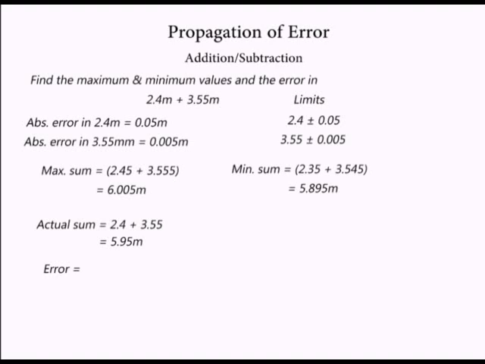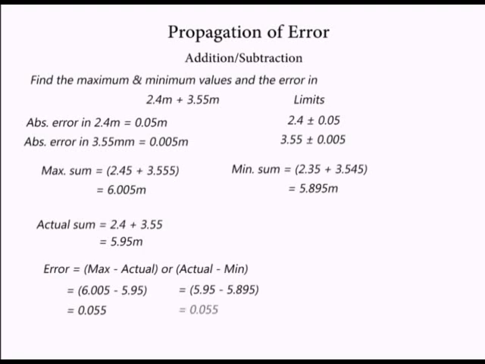Now the error is calculated either by maximum minus the actual measurement or actual measurement minus the minimum. If you do both, maximum minus actual will give us 6.005 minus 5.95 is equal to 0.055. And again, actual minus minimum will be 5.95 minus 5.895, and that is also equal to 0.055. And so we say the error in the addition of these two is 0.055.